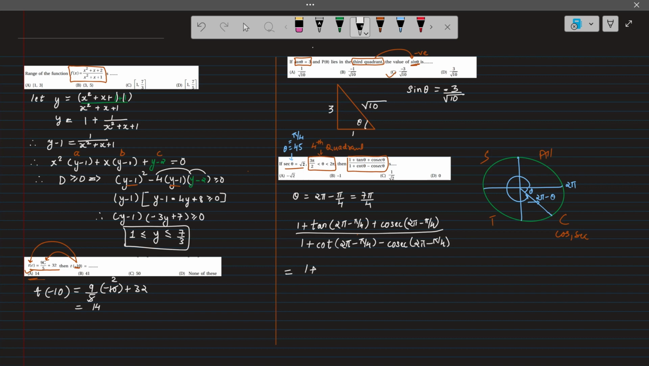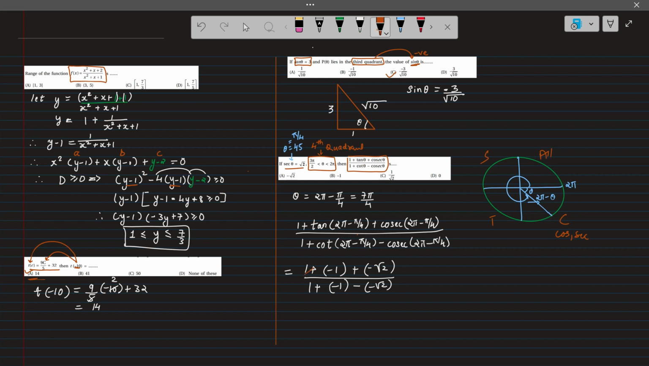Using all STC, cos and sec functions will be positive, all other functions are negative. So we'll substitute the values: 1 plus tan 2 pi minus pi by 4. Tan pi by 4 is 1, but because it is in the fourth quadrant, the value will be minus 1. Similarly, cosec pi by 4 is root 2, but because it is in the fourth quadrant, the value will be minus root 2. Then minus root 2 upon 1 plus cot 2 pi minus pi by 4, again same in the fourth quadrant negative, so minus 1. Cosec 2 pi minus pi by 4, again same thing, value will be minus root 2.